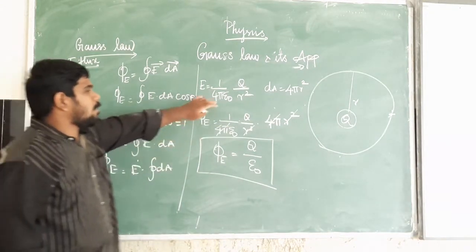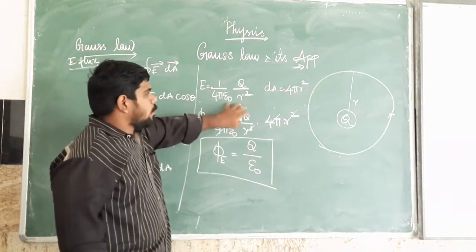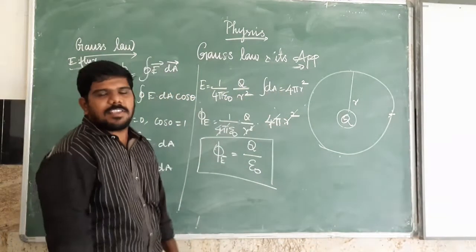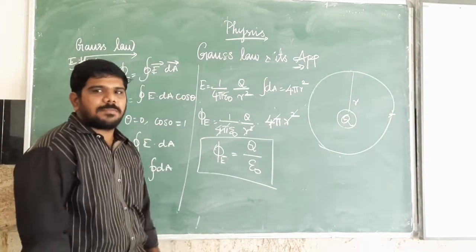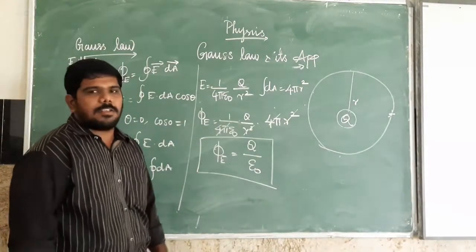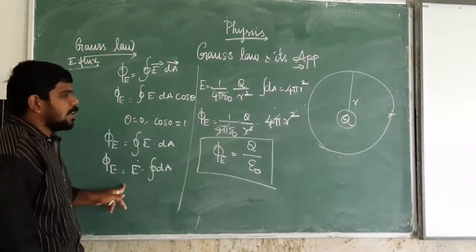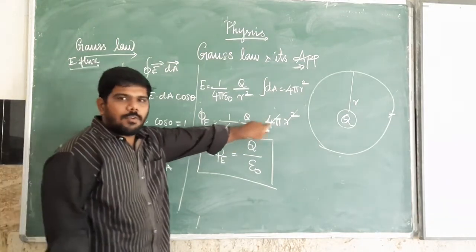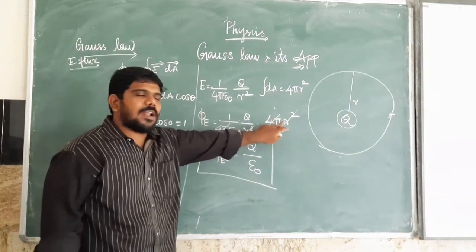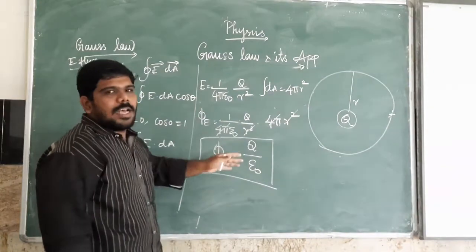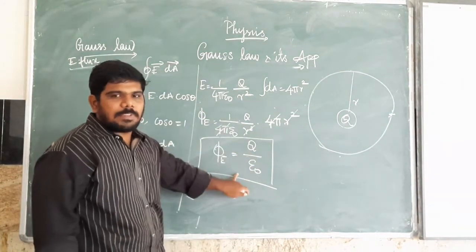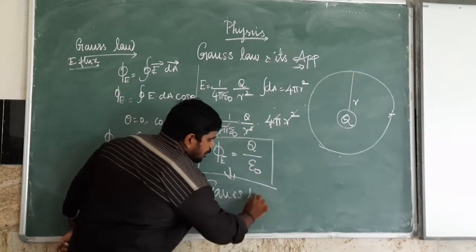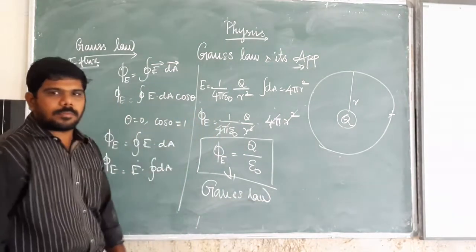Then we know the formula for electric field: 1 by 4 pi epsilon 0 Q by R square. And for the integral of dA, the surface area of the sphere, it is 4 pi R square. Substituting this expression, phi of E is equal to 1 by 4 pi epsilon 0 Q by R square into 4 pi R square. 4 pi cancels, R square cancels. So we get phi of E is equal to Q by epsilon 0. This is the expression for Gauss law.